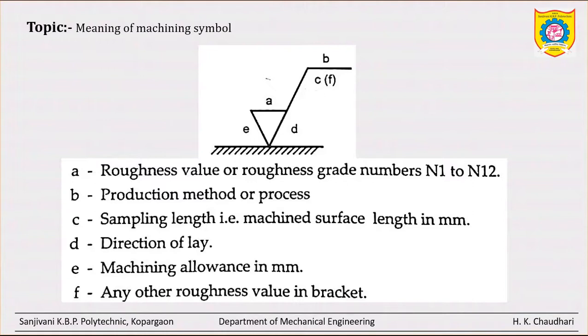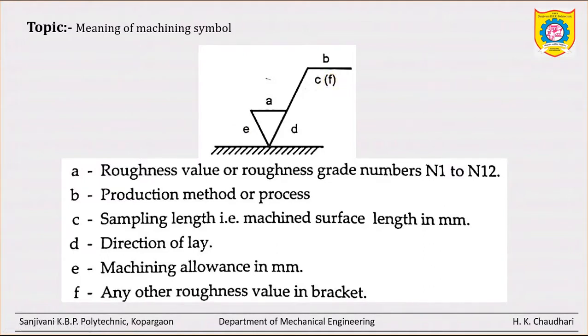So first of all, see how to denote this symbol on the drawing. See how to draw this symbol. Just draw such a triangle. Then extend this edge and then draw the horizontal line. So it is just like a check mark. Then in sequence write alphabets A, B, C, D, E and write in bracket F.